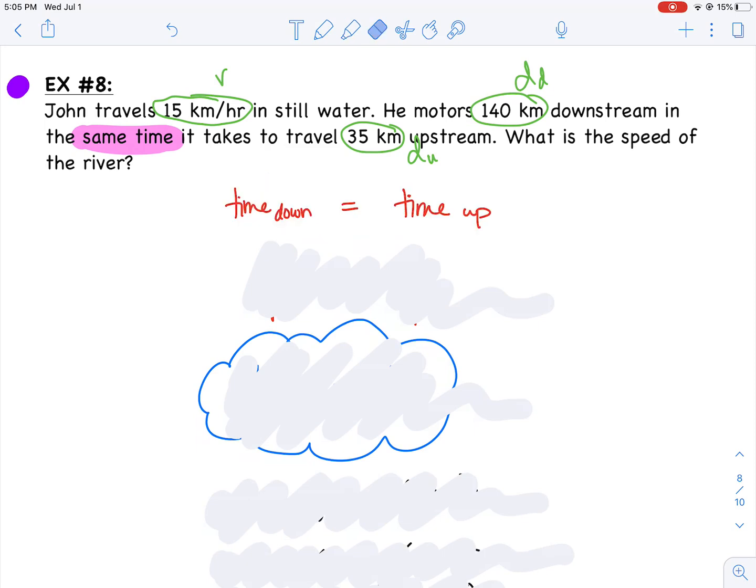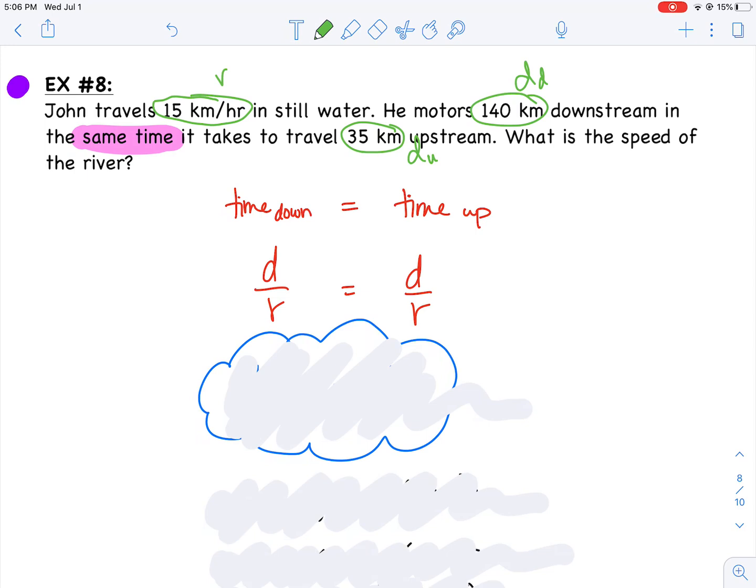So I know that it takes the same time down as it does up, so I can set their times equal. Well, we don't know their times, right? But we do know that time is the same thing as distance over rate. So the distance downhill over the rate downhill is equal to the distance uphill or upstream over the rate upstream. So let's see if we can plug in some information. Do we know the distance that John went when he went downstream? Yeah, wasn't that the 140? And we know the distance that he went upstream was 35 kilometers, so we can plug that in.